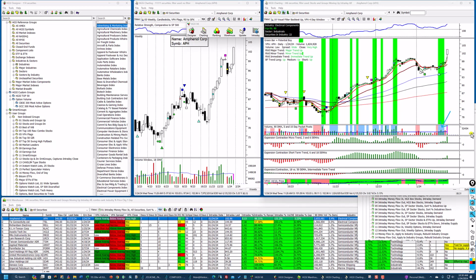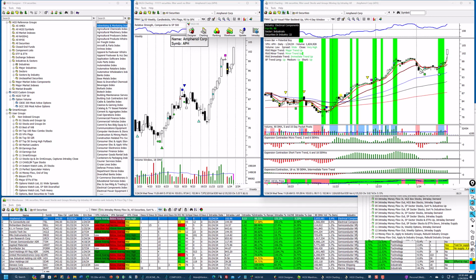You can see the blue here. The three bars were above the 90 period. That coincides with the green bar right here. Here is a VPA flag. There's 3 VPA signals right here within a 4-day window.